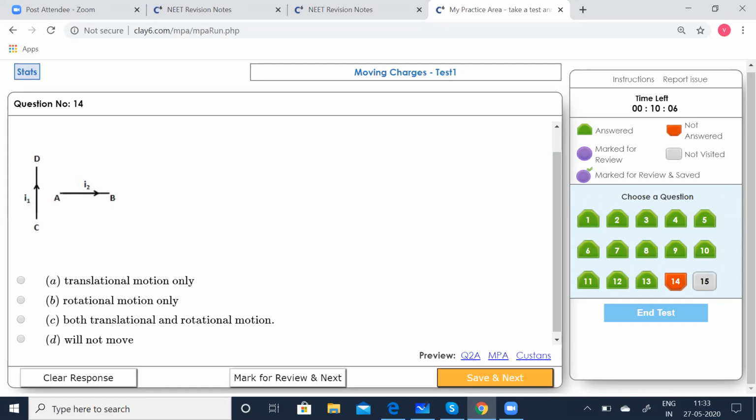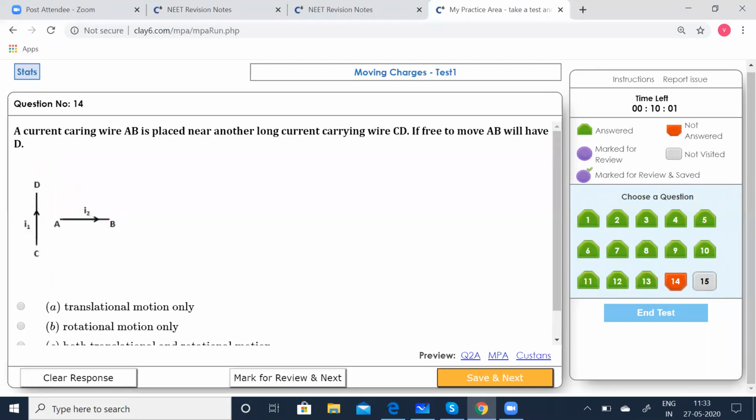Now we can see CD and AB are two conductors which are kept in this position. A current carrying wire AB is placed near another long current carrying wire CD. If it is free to move, what type of motion will AB experience? This is the question asked.